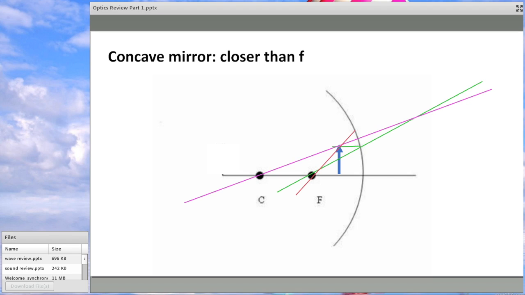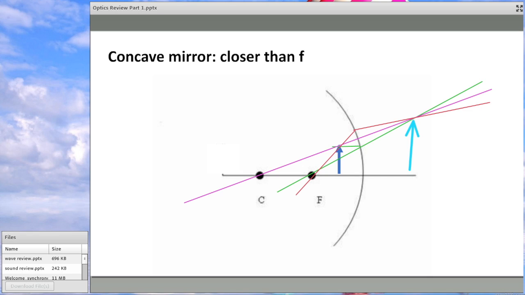So this should be, if I had done mine right, it would hit in this spot. It's supposed to be parallel. I'm going to pretend that this is parallel. And then that is where your image is going to be. So your image is going to be where all three of those lines intersect. So for this one, we'll have something like this. Okay, and the tip of your arrow is where they intersect.